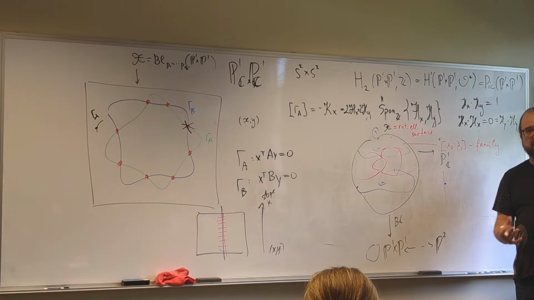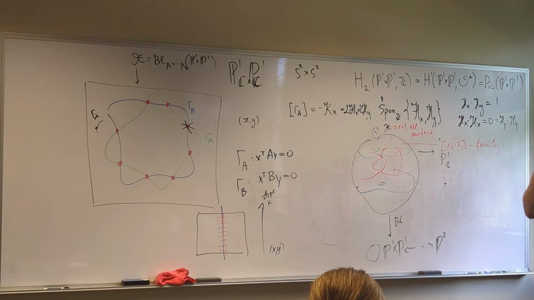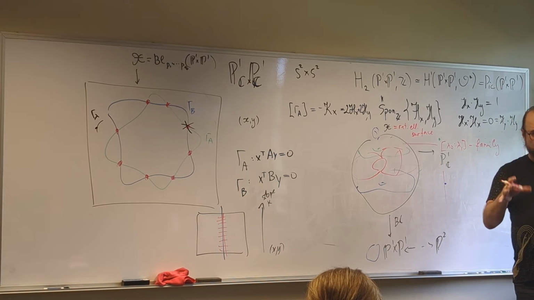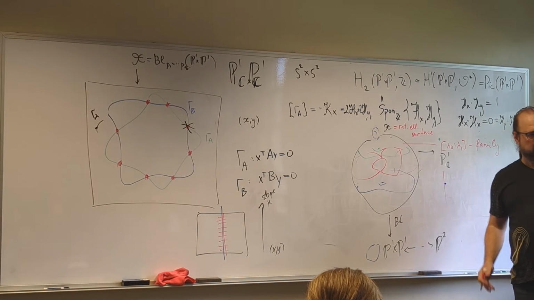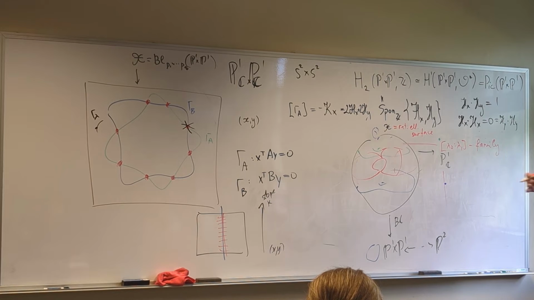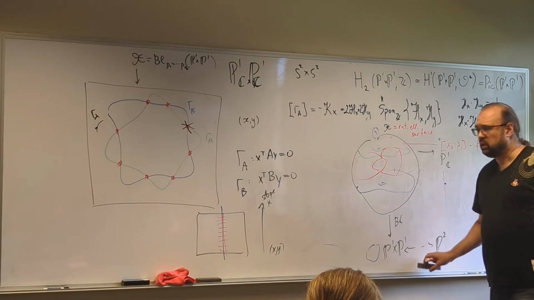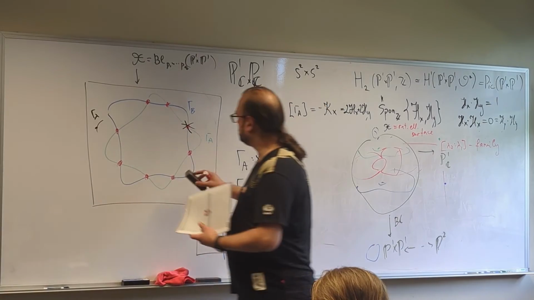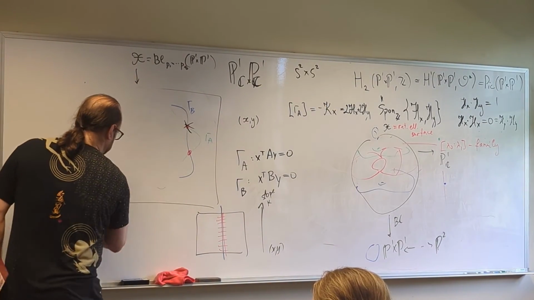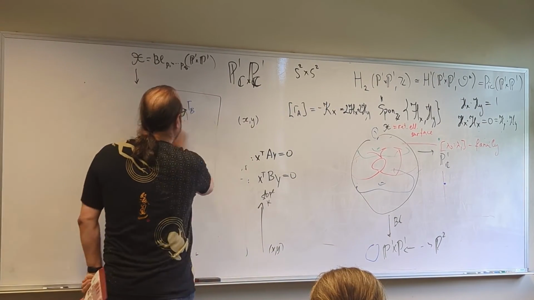So you can think about these fibers as some kind of configuration of rational curves or spheres connected in some way, either as a node, as a cusp, or as a bunch of components. So I have one example.